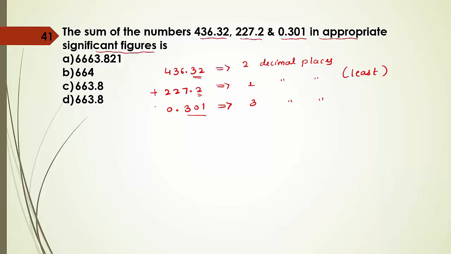First, we can add all these 3 numbers. What is the answer? We will get 663.821. So here the final result should contain only 1 digit after the point. So I am going to round off. So the final result will be 663.8, because 2 is less than 5, the previous number remains constant. So this is the final answer, 663.8. Option C is right.